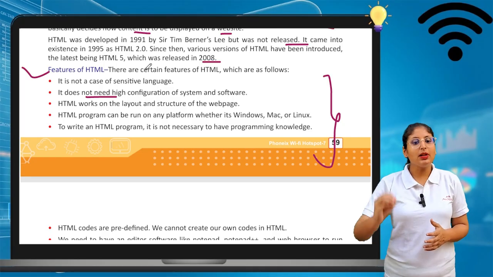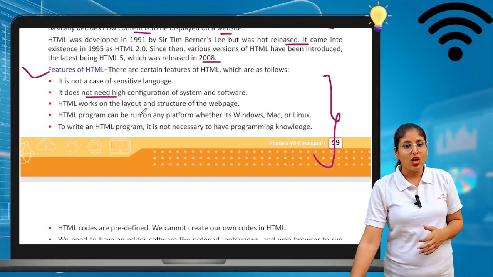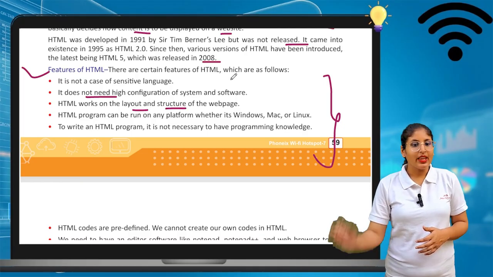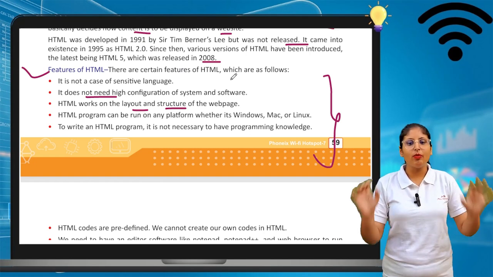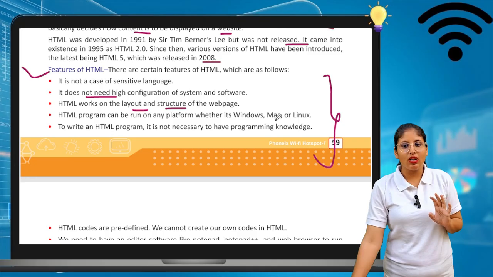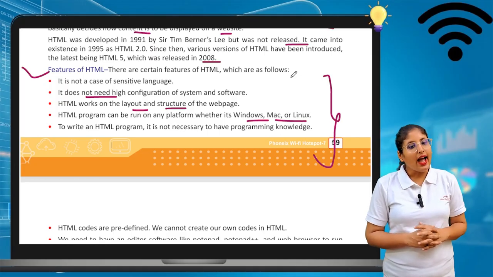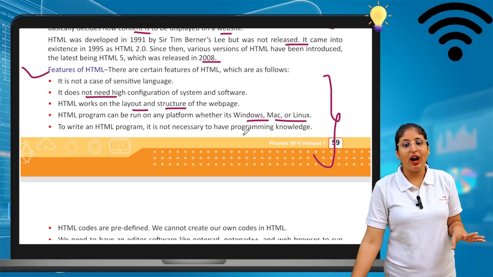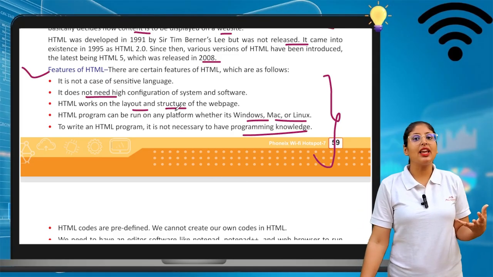Third, HTML works on the layout and structure of web pages. And fourth, an HTML program can be run on any platform, whether it's Windows, Mac or Linux. They do not need any particular operating system. And to write an HTML program, it is not necessary to have programming knowledge. That's why it is easy to use.